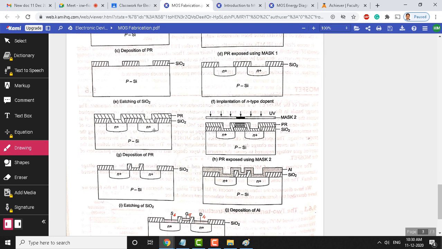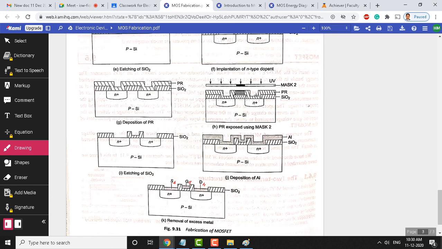Next, again we are going to deposit a photoresist layer on top of this. That is what you are seeing in picture G, deposition of photoresist. And now we want to make a gate layer here. So, for that reason we again have mask 2 here, and you can see now the gate region, a certain area of the gate is protected here by the opaque portion of the mask, and again the complete mask is subjected to UV light.